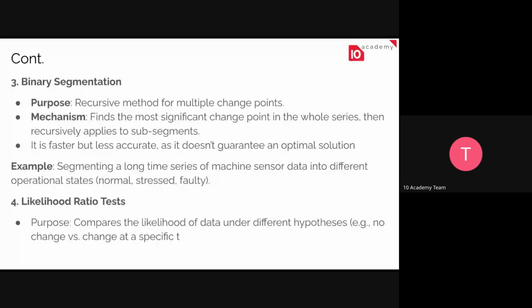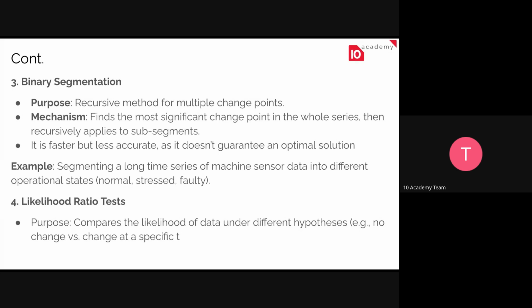So basically, it will help you identify multiple change points. Another very interesting method is the binary segmentation method. It uses a recursive approach to find multiple change points. It finds the most significant change points in the whole time series, then recursively applies sub-segmentation, creating segments between the change points and applying sub-segments to each of those segments as well. It's very fast, but much less accurate, and it doesn't guarantee an optimal solution.